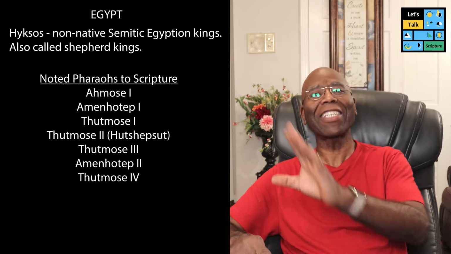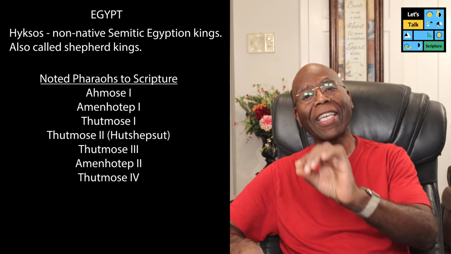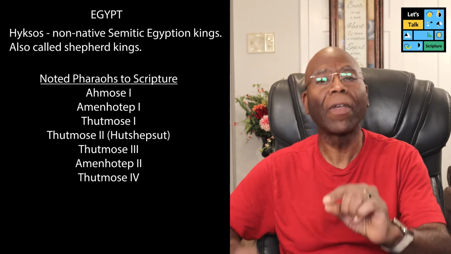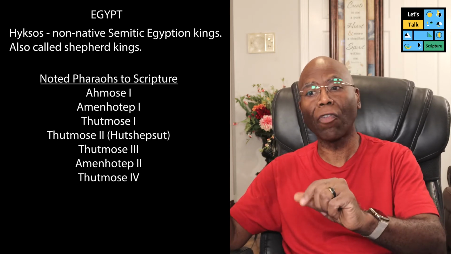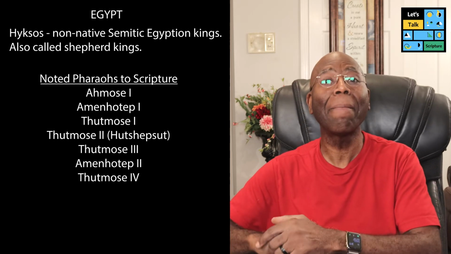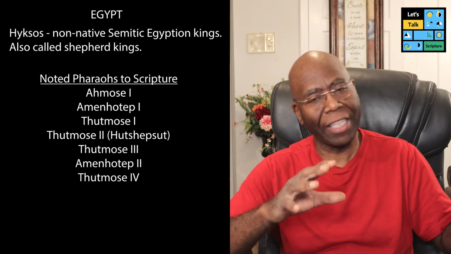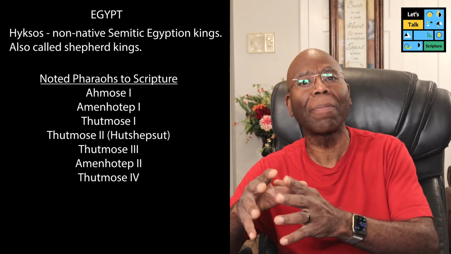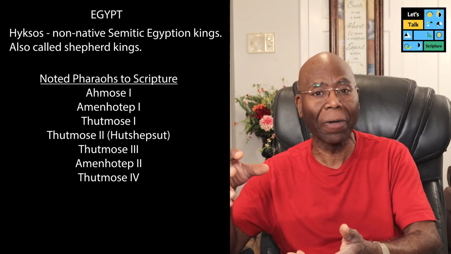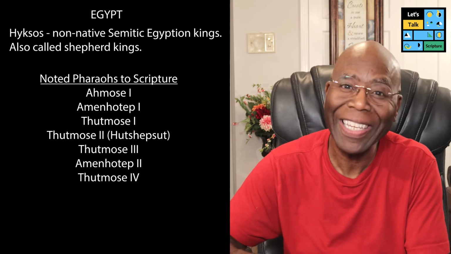Okay, so now that's Thutmose the third. And he was the Pharaoh from whom Moses fled from Egypt. Now let's talk about Amenhotep the second. This is basically the son of Thutmose the third, who came to power approximately 40 years later.